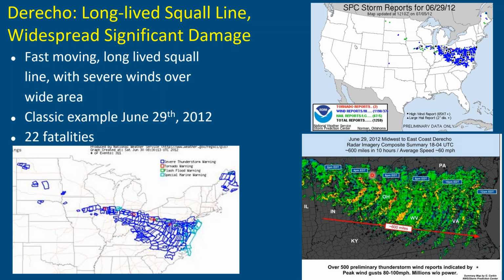This particular one got a lot of attention because it went through the Ohio Valley right through the Washington, D.C. area. You can see in the upper right, these are all wind damage reports. The dark boxes there are high end, hurricane force or greater, and these are all the warnings in blue. There were 22 fatalities from this derecho, and they can be very, very dangerous. We can get these, but they're more common up in the north.